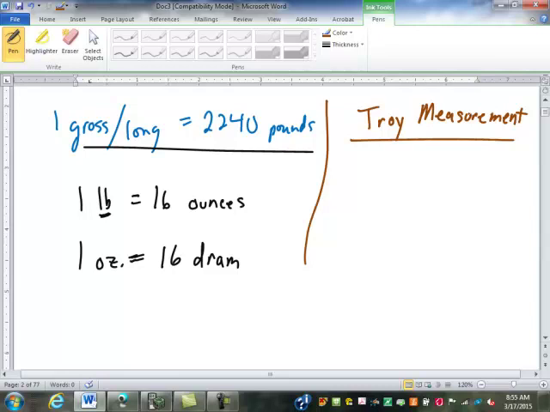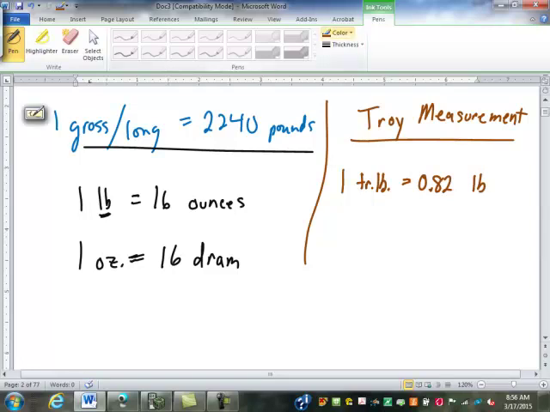Troy measurement, pounds and ounces are far from being standard worldwide. That's one of the reasons why they're so horrible to use for trading. A troy ounce and a troy pound actually were from the island of Troy in Greece. For some reason, that was established as the precious metal trading capital of the world, so their measurements were used. 1 troy pound is only 0.82 regular pounds. So it's smaller than a regular pound.